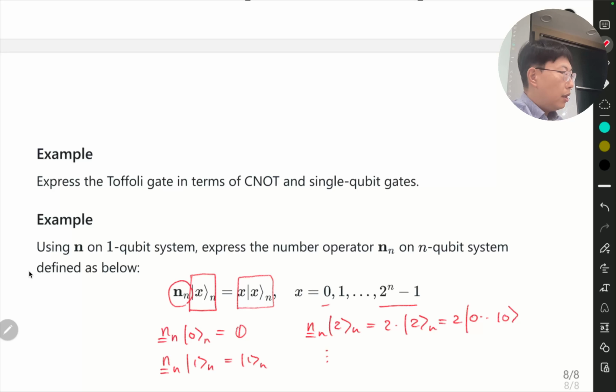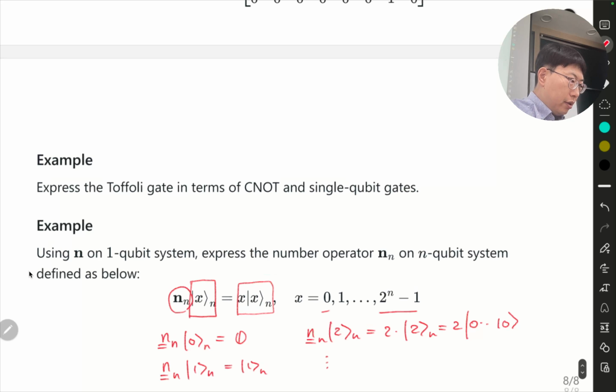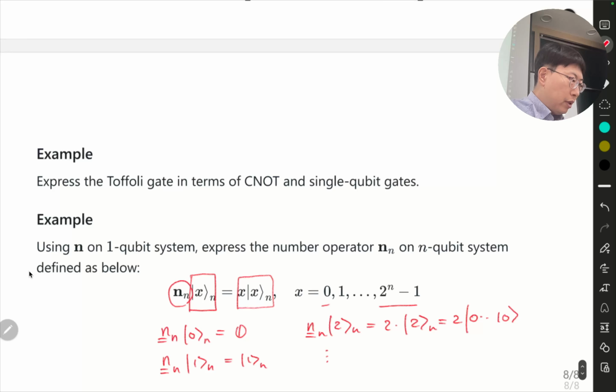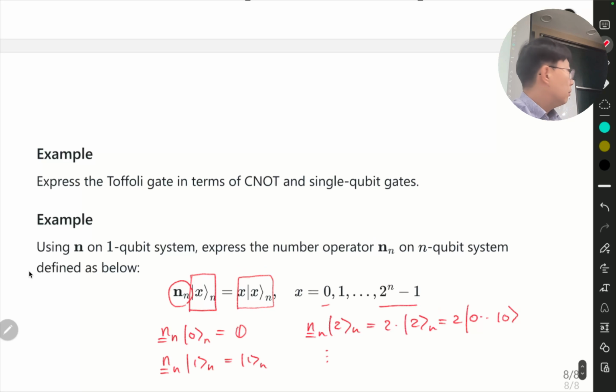So you can also make this type of number operator on n-qubit state with a combination, or just a product, of number operators all acting on 1-qubit state. So this we're going to do together today. All right, so we're going to go back to some part of the slide again, and then do it together. But before we do that, is there any questions you want to ask?